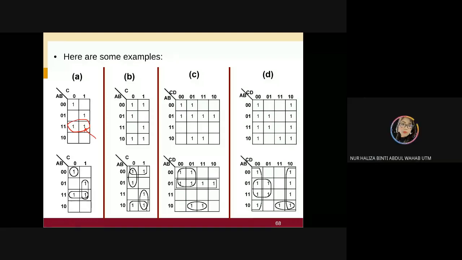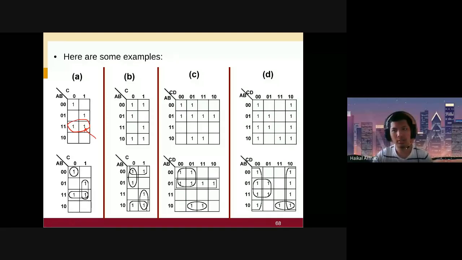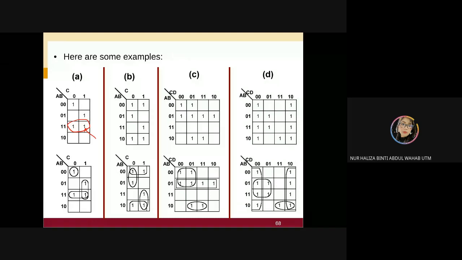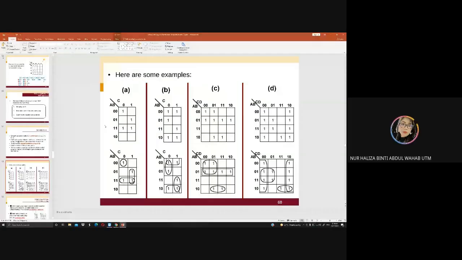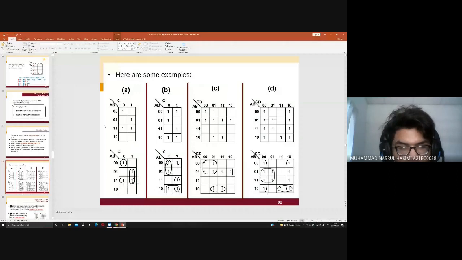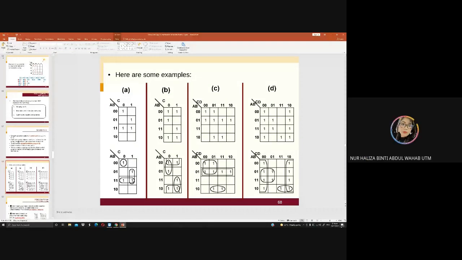Okay, now you can see, Doctor, here lag. Saya lag, UTM punya internet tak okey kot. Dah okey ke belum? Dah okey ke belum? Aduh, lambat, delay. Dah okey dah, dah okey dah.